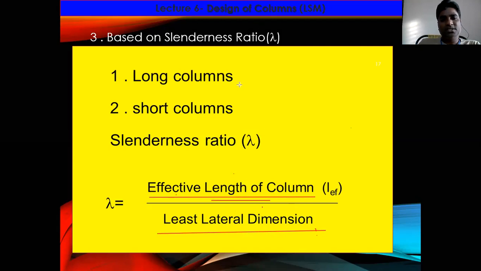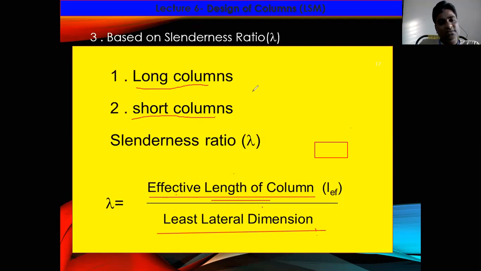Least lateral dimension means if you see in the plan, this is a dimension, lateral dimension. This is, let us say, width and breadth. Whichever is the least should be considered as least lateral dimension. And based upon the L effective by D ratio, the slenderness ratio, the columns are classified into two types, that is long column and short column.